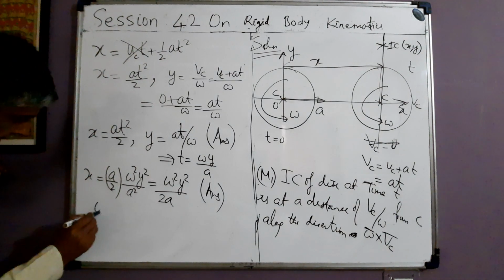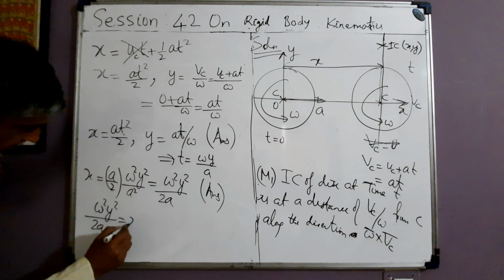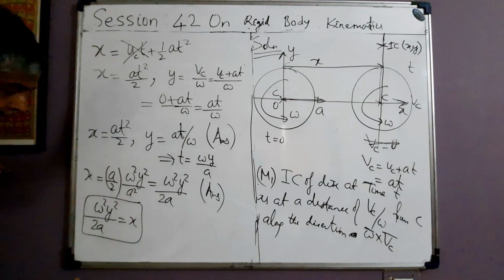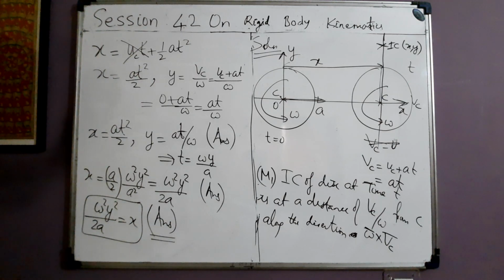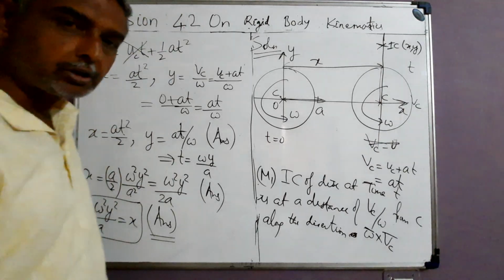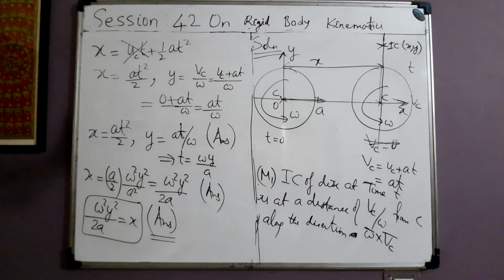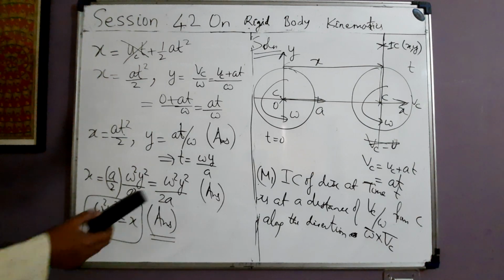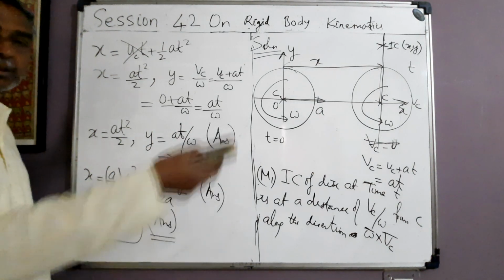So the required answer is y square omega square by 2a is equal to x. Alright, fine. So this was solved by the first method. Now we solve it by the second method, as we did in the previous question.